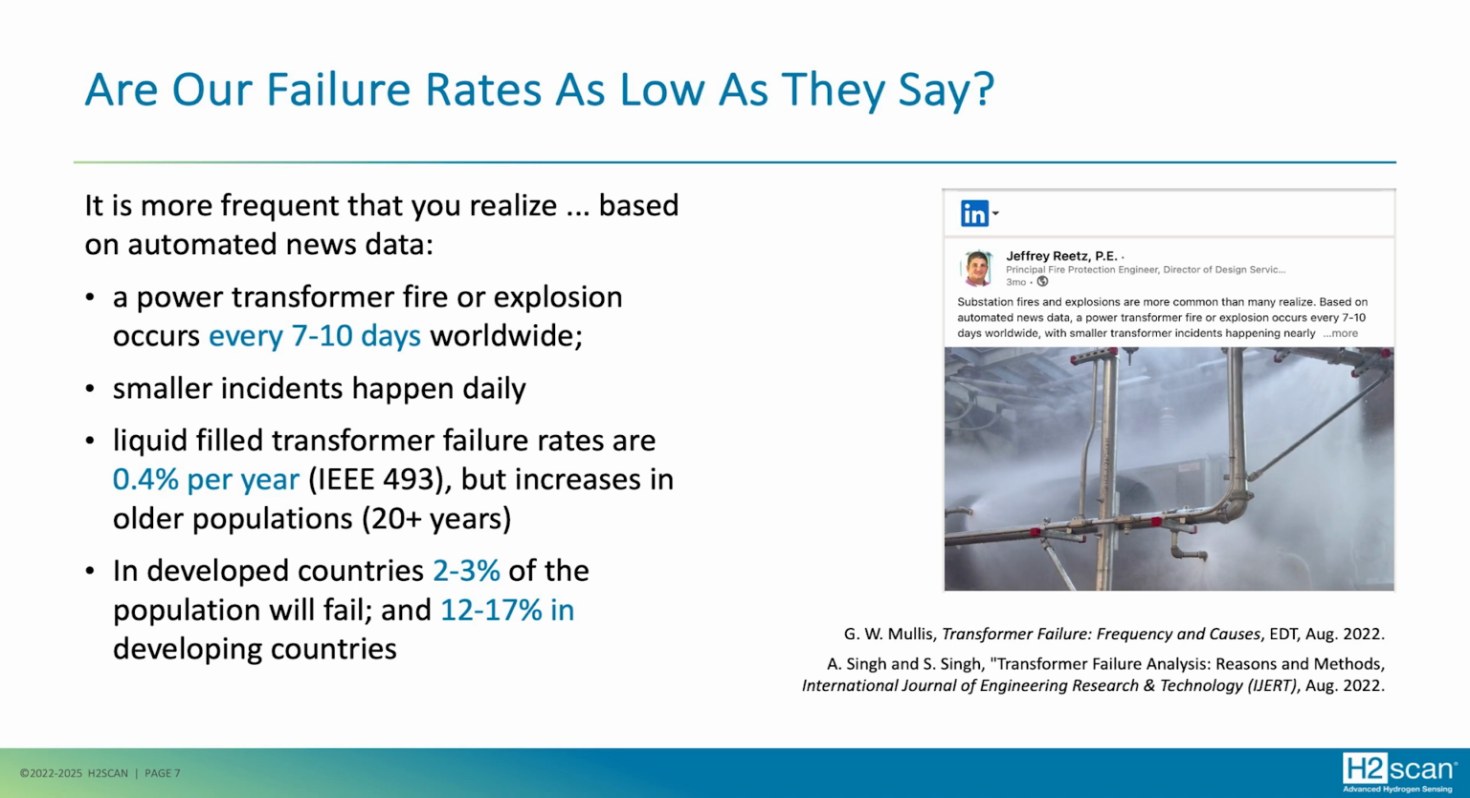And the net result is, based on our current populations, you'll find that in developed countries, about 2 to 3% of our transformer population will fail, and 12 to 17% of the population will fail in developing countries, largely due to the age of their installed base. So when we say our failure rates are not high, they are actually quite high, and you may not feel that because you haven't seen anything catastrophic. But with these statistics, it's a matter of time before it catches up with at least somebody on this call.